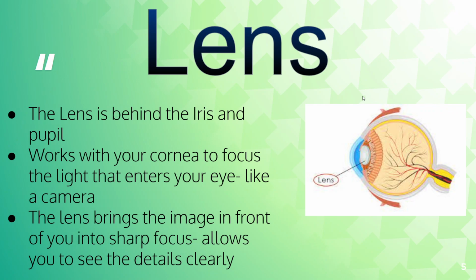Now we'll talk about the lens. The lens is behind the iris and the pupil. It works with your cornea to focus the light that enters your eye, just like a camera. So when you zoom into something, that's your lens that you're zooming. The lens brings the image in front of you into sharp focus and allows you to see details very clearly.